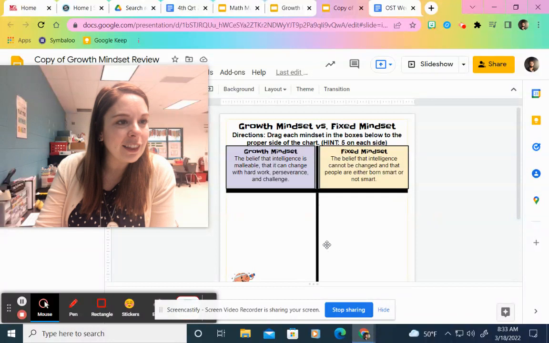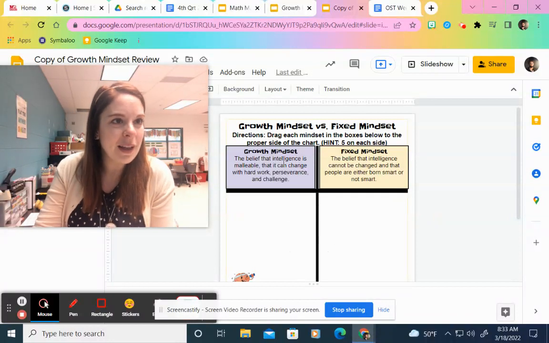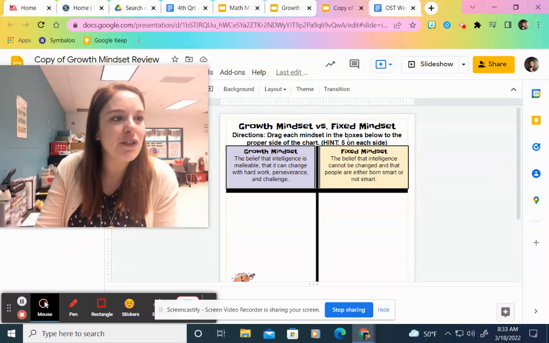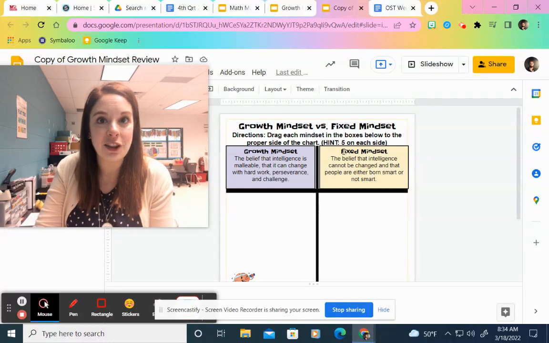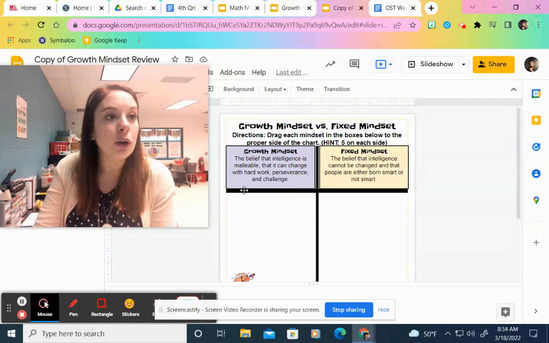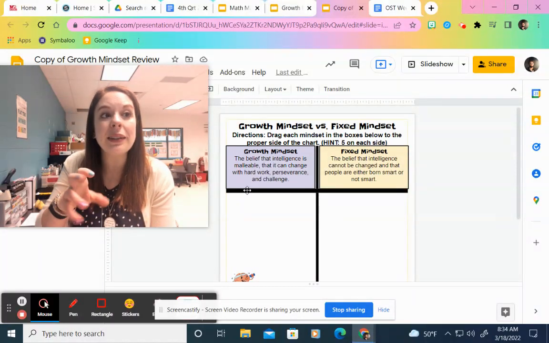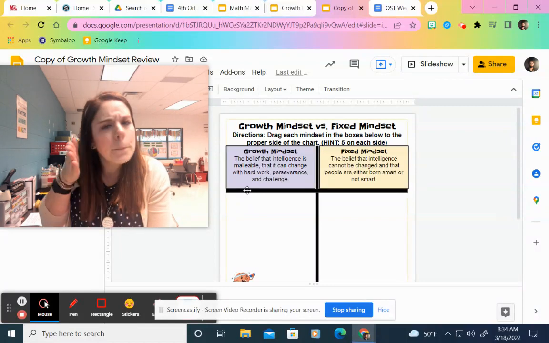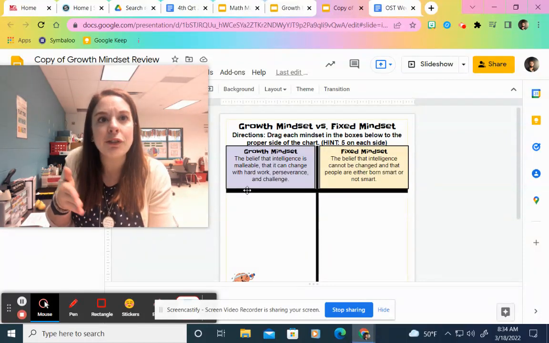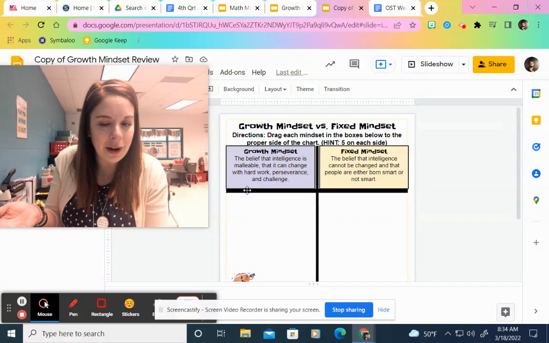So if you could look at this part of the screen right here, it says growth mindset versus fixed mindset. Directions. Drag each mindset in the boxes below to the proper side of the chart. Hint, there's 5 on each side. So just to remind you, a growth mindset, that's the belief that intelligence is malleable, which means that it can change with hard work. You're not born smart. You have to work for it, but you can work for it and you can do it.